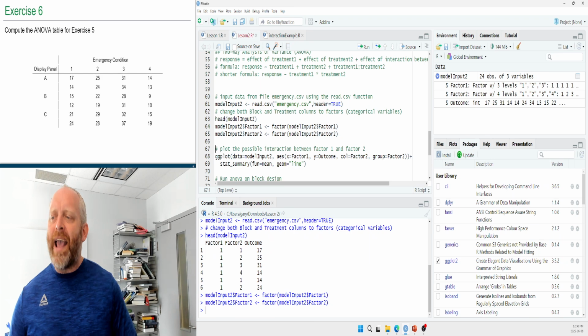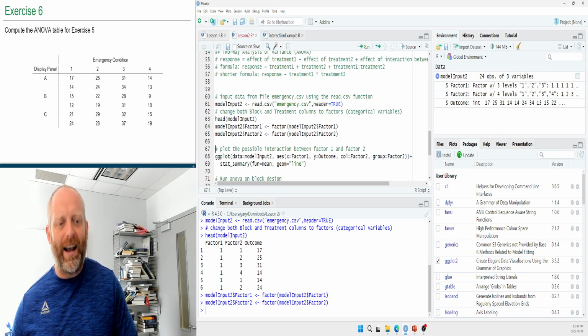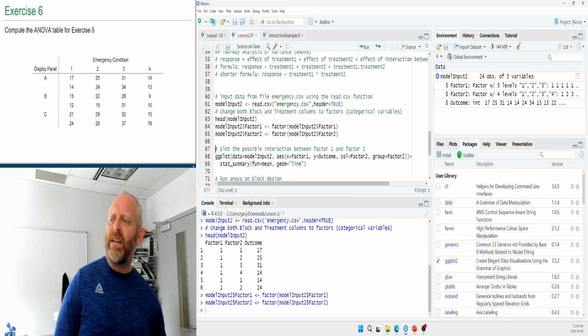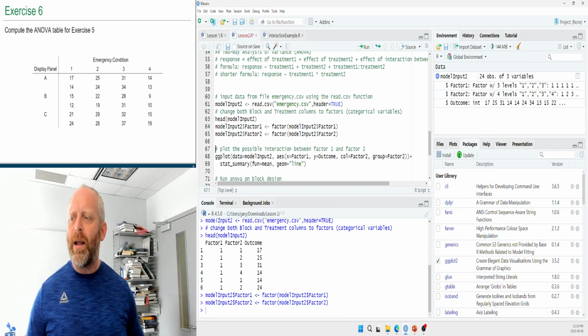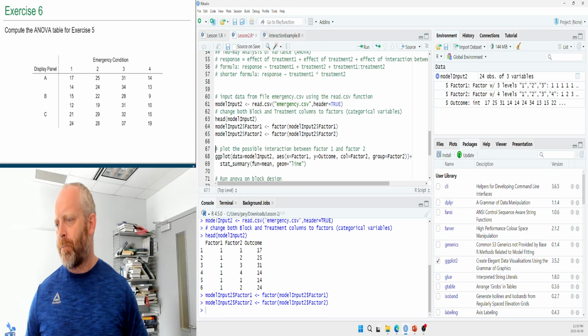Now, I want to be able to color and I want to be able to group these things by the second factor. And we'll see exactly why in the picture, but I want to be able to group things by the second factor. So again, my X is going to be based upon my factor 1, but I want to be able to group things based upon my factor 2.